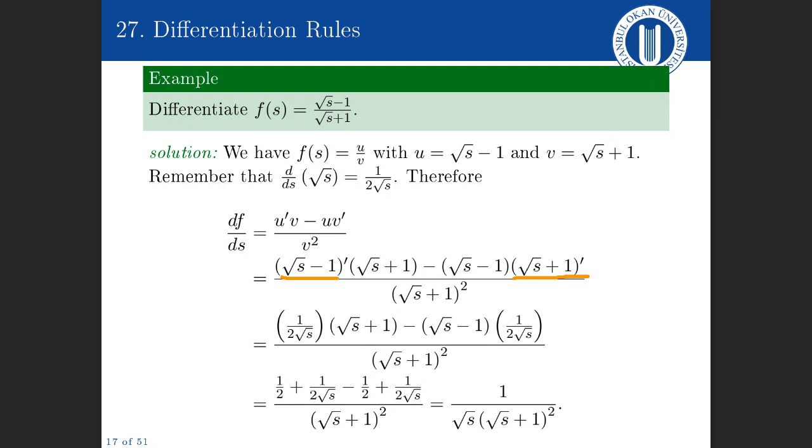The derivative of the square root of s is 1 over 2 root s, and the derivative of minus 1 is 0. So just 1 over 2 root s here, and also 1 over 2 root s just here. Simplify everything down, and we get our final answer, which I'll leave for you to check. 1 divided by root s, open bracket, root s plus 1, close bracket, squared.